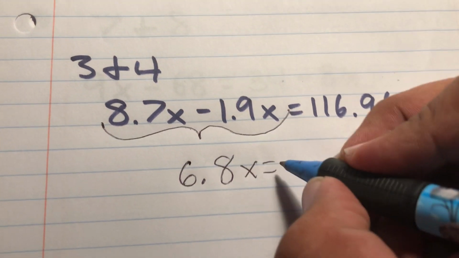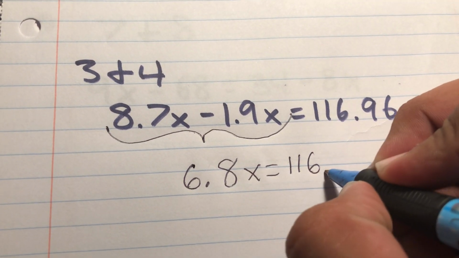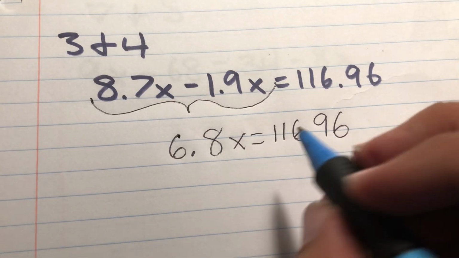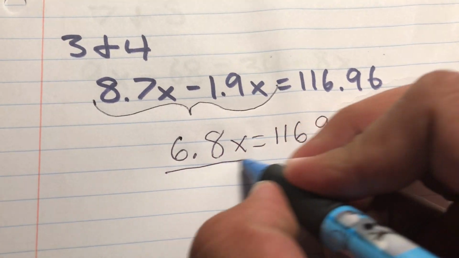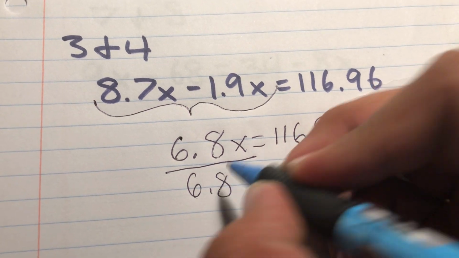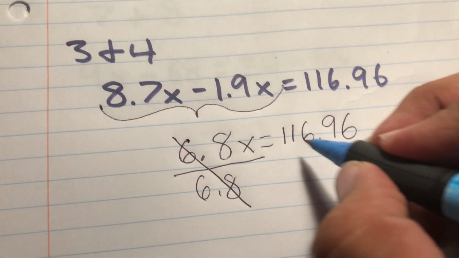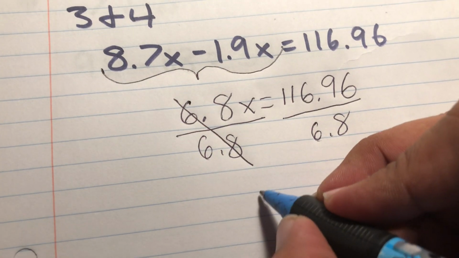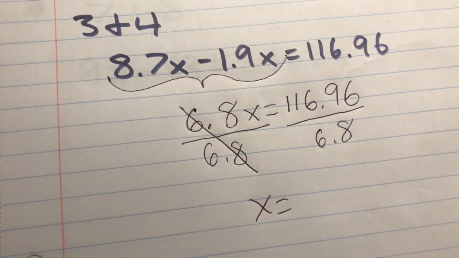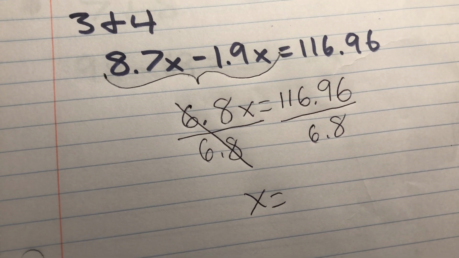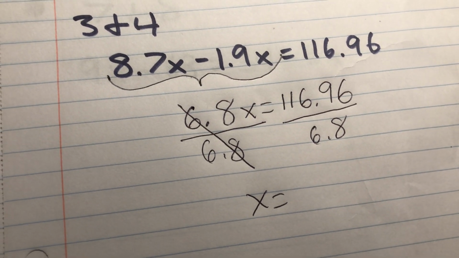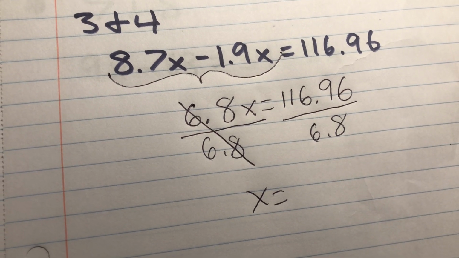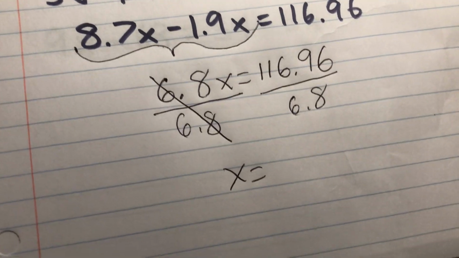So 6.8x equals 116.96. Then we have to divide both sides by 6.8. Divide by 6.8, cancel. Divide by 6.8. So x equals 116.96 divided by 6.8, which gives me 17.2.